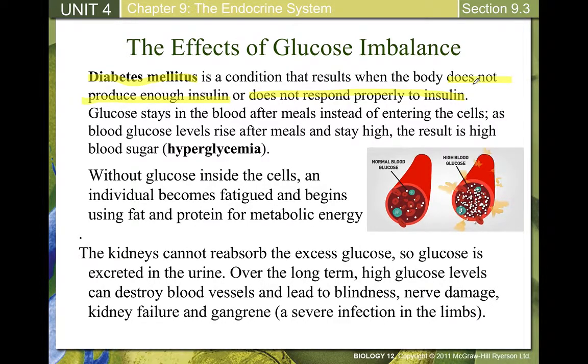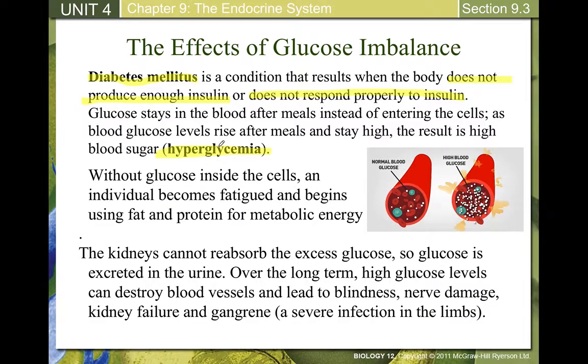So in both of these cases, what happens is that the glucose stays in the bloodstream after, let's say, eating a meal, and instead of entering into cells, it causes the blood glucose to rise and rise and rise and rise, and it results in a condition called hyperglycemia. Okay, so hyperglycemia is a general word that we use to describe high blood sugar. And if you have high blood sugar, oftentimes the underlying cause could be diabetes mellitus.